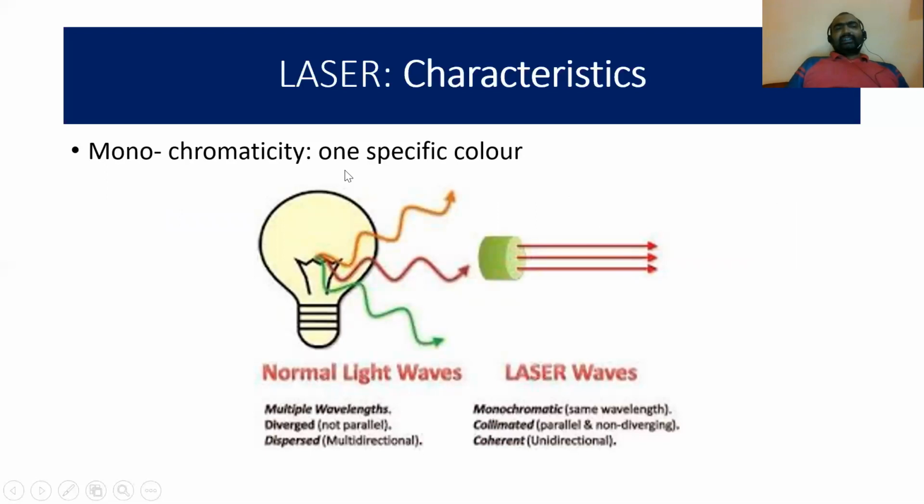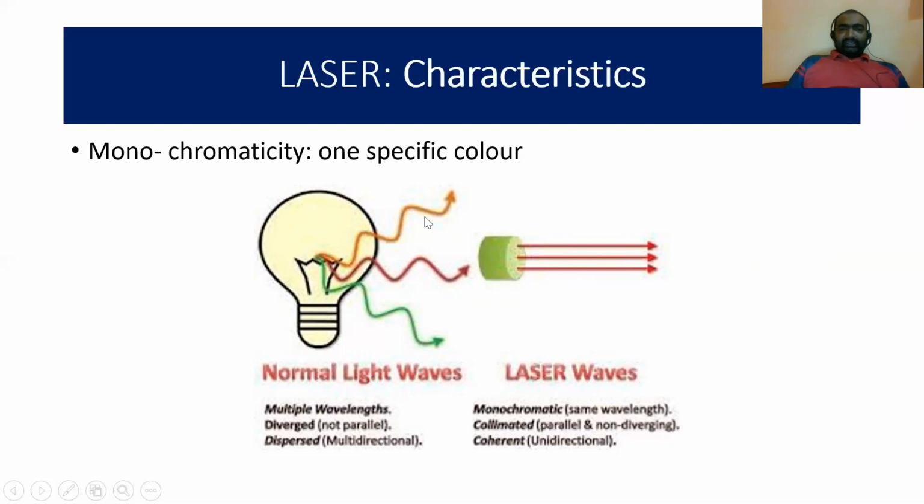Let us discuss another characteristic, which is monochromacity. Mono means single, chromacity means color, so single colored. If you look at normal light, it has multiple wavelengths. If you pass this ordinary light through a prism, it will be split up into 7 colors, which means that light is a combination of 7 colors. Diverged means they are not parallel, and dispersed, so it is multidirectional. Whereas a laser wave has monochromacity, single colored.